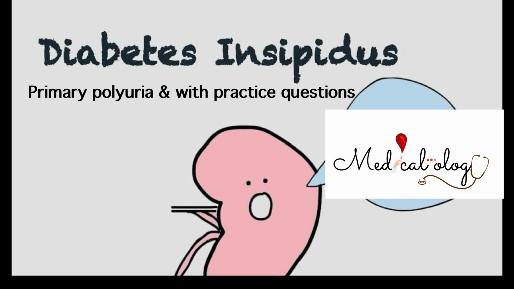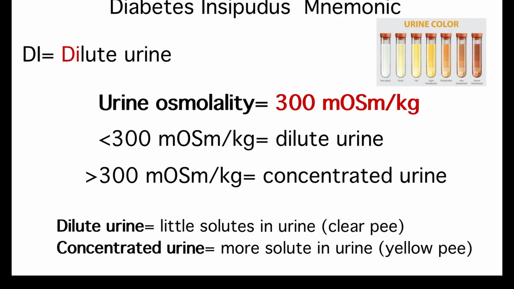Let's get started. Let's begin with diabetes insipidus or DI. DI is a rare disorder that causes the body to make too much urine. So I want you guys to remember for DI, that stands for dilute urine. So the DI, dilute urine.